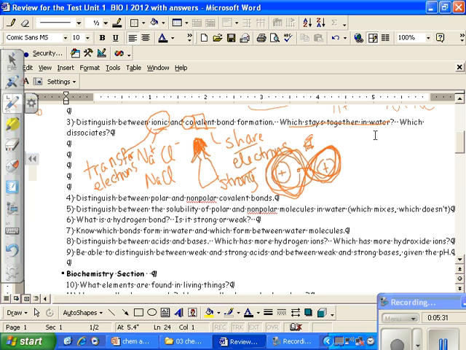Which stays together in water? That would be covalent. When you share electrons, water can't break that apart. Which dissociates? Another word for dissociate is to come apart. And the one that comes apart in water is ionic.